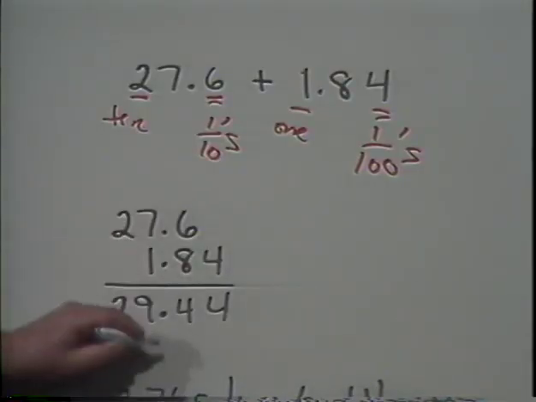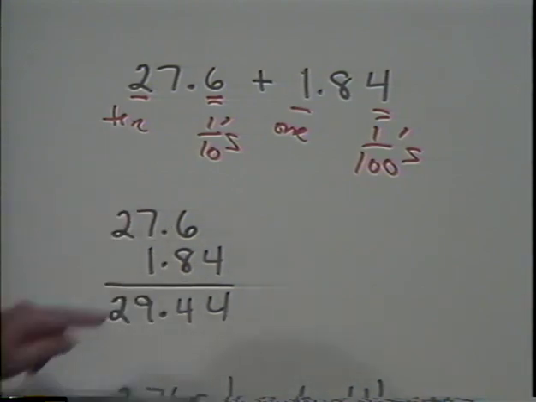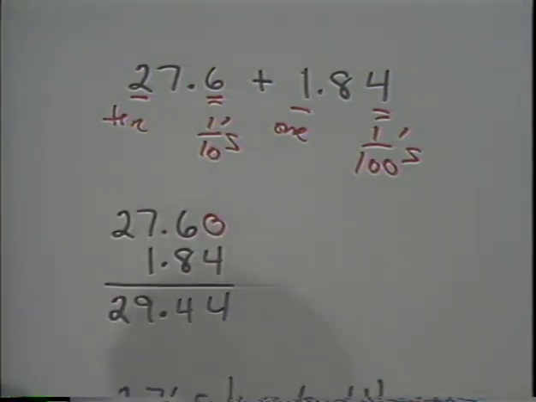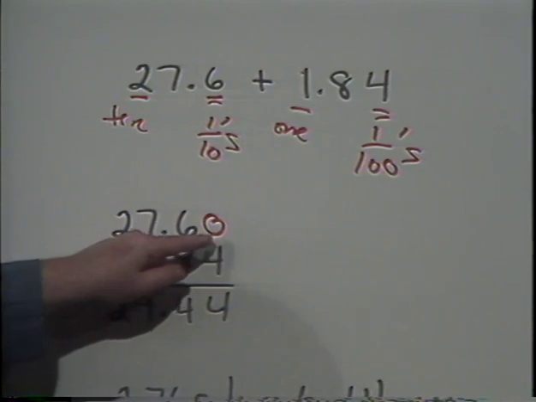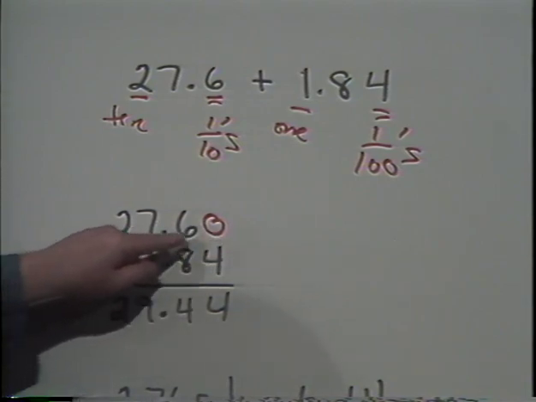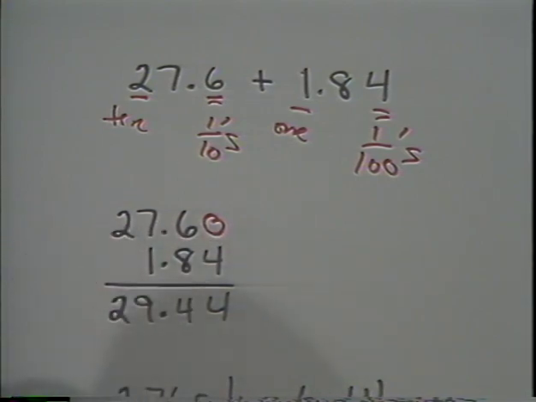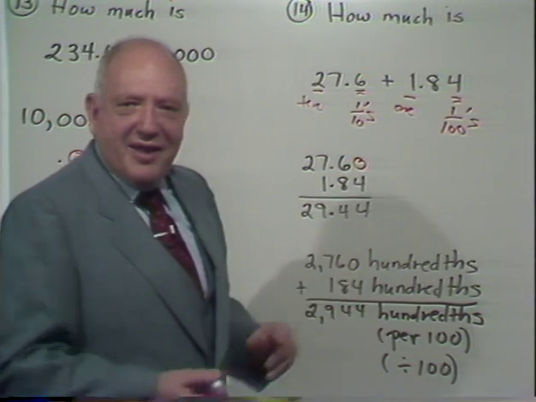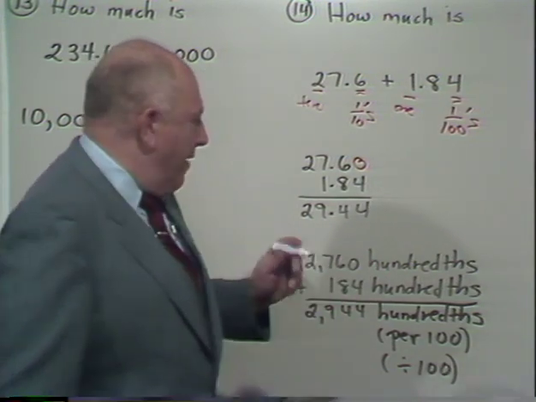See, I line the decimal points up. So I write the 27.6. Then I put the 1.84 so that the decimals line up. Then I copy in the decimal point. Then I do this problem the same as if it were whole numbers. By the way, to make this easier to read, I put the 0 in here. We'll check this thing out later mathematically, but 27.6 is the same as 27.60. In other words, this is $27.60, 6 dimes and no cents. But we'll check that out.